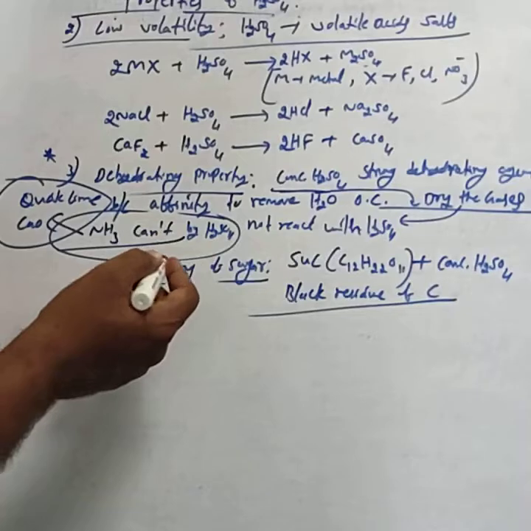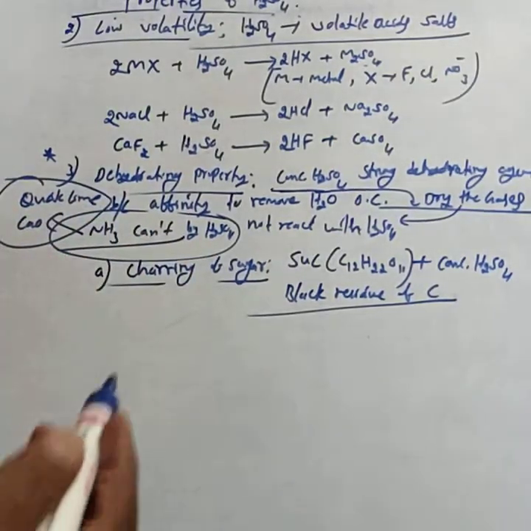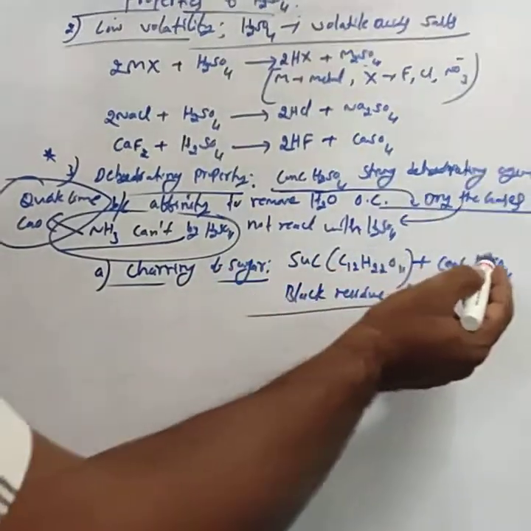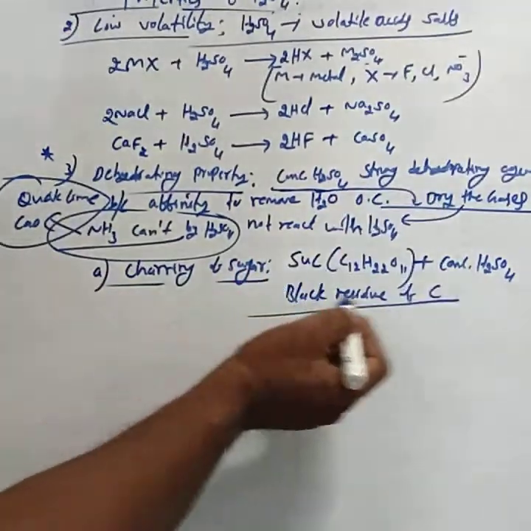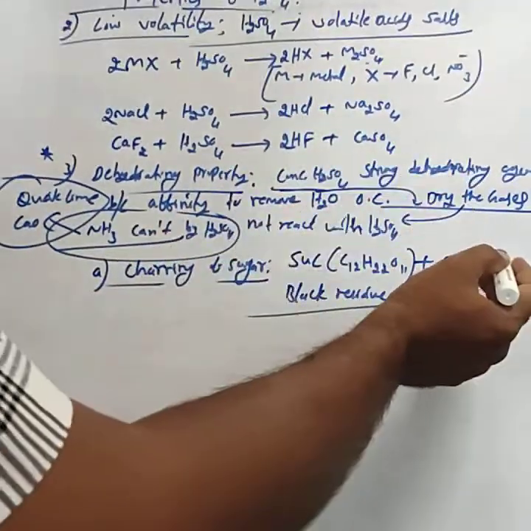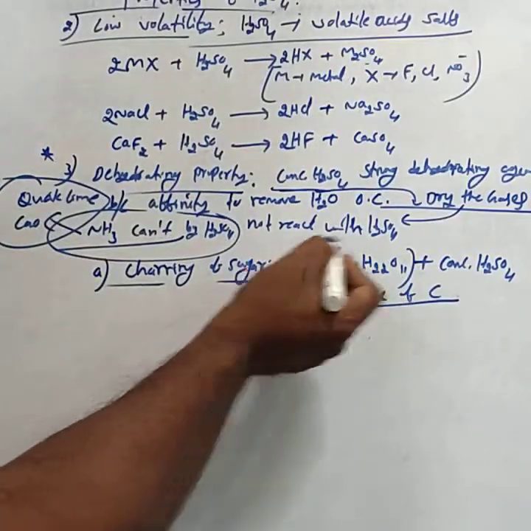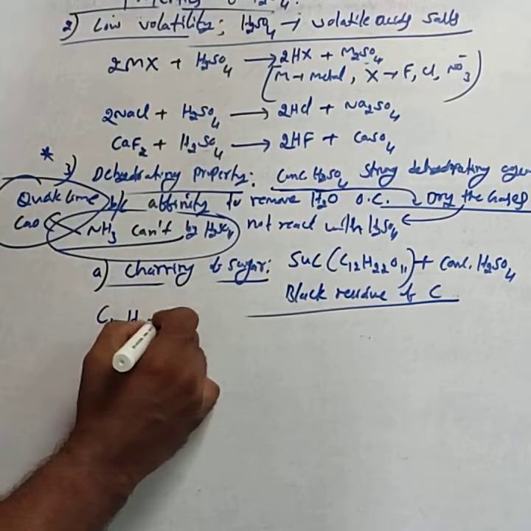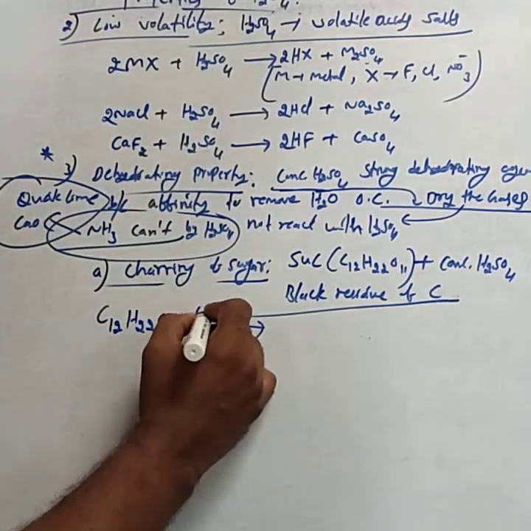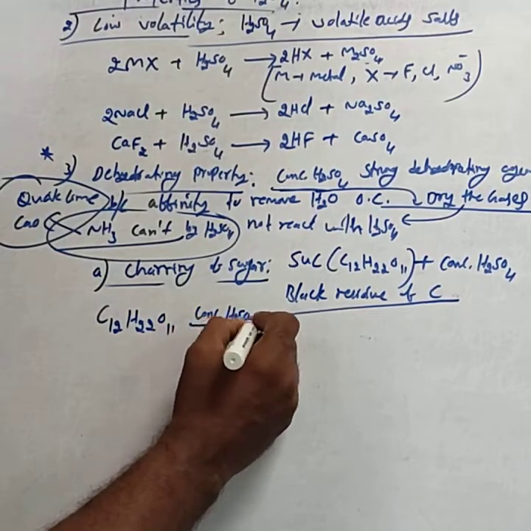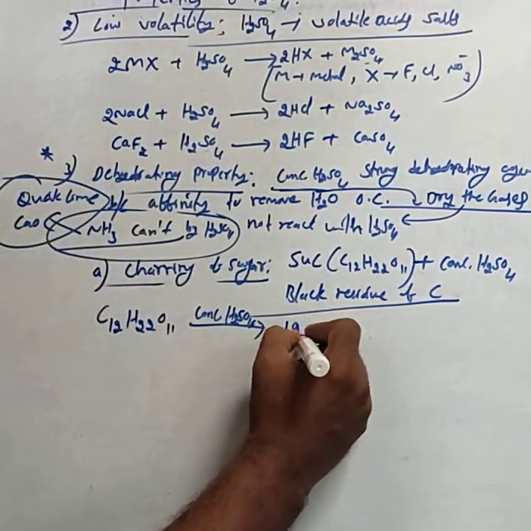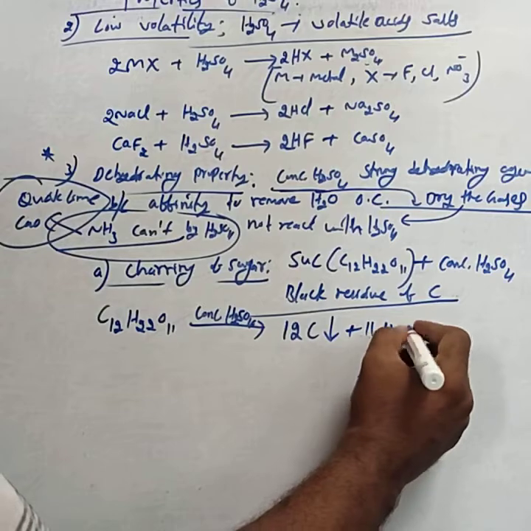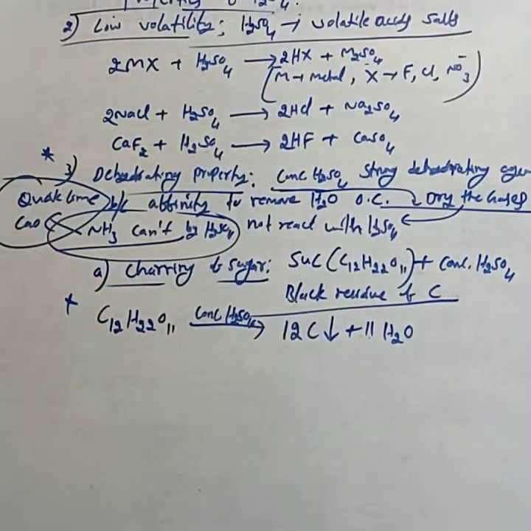In our syllabus, they consider charring of sugar. Charring of sugar means sucrose treated with concentrated H2SO4 forms a black residue of carbon. That is, sulfuric acid dehydrates sucrose into carbon. For that, you have to write the reaction: C12H22O11, arrow mark, concentrated H2SO4, a black residue of carbon is formed, plus 11 H2O. This is important for completing the equation.